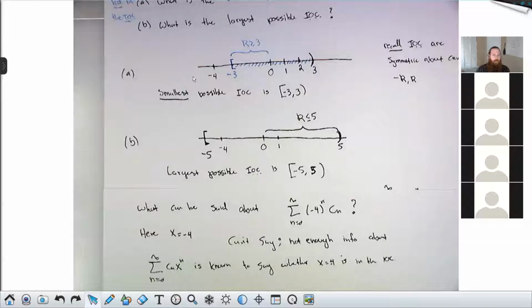The same would be true of x equals 3 or x equals 5, right? Because in the worst case scenario, x equals 3 is not in the IOC. Actually, in the best case scenario, we could say, yeah, definitely diverges at x equals 5. But these are the types of questions that I'd like you to spend the most time on per question.